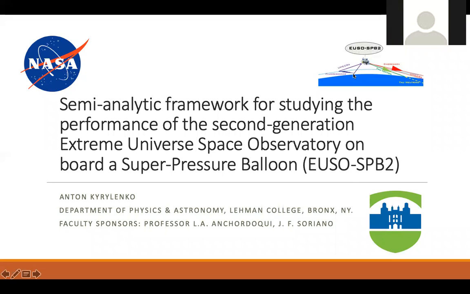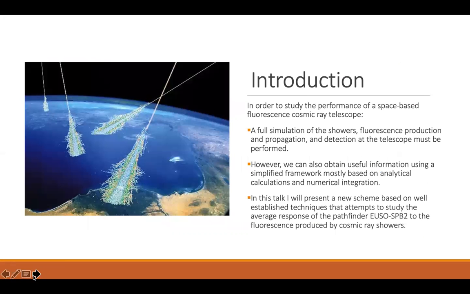Okay, so just going over it again. This was the title: semi-analytic framework to sending up a cosmic ray balloon into the atmosphere with the super pressure balloon, with Professor Enkardoki in the physics department. So the intro doesn't have too much here. It just describes what I was going to do and how a full simulation is difficult to do without too much computing power, but we can base it off of the basic analytic framework.